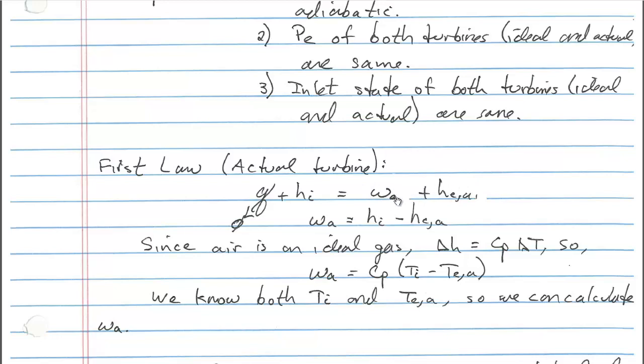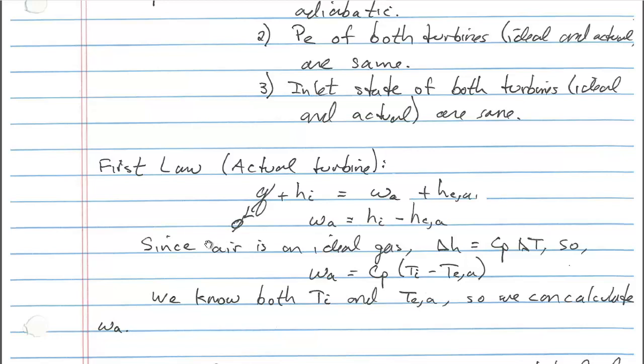It's very important when doing this analysis to keep track of your subscripts. The reason why is that these values will change depending on if it's the actual turbine or the ideal turbine. So since we're writing the first law for the actual turbine, I subscript work with A, and I subscript my exit enthalpy with A to indicate that this is for the actual process. So rewriting the first law, I get that the actual work is equal to the inlet enthalpy minus the actual exit enthalpy.